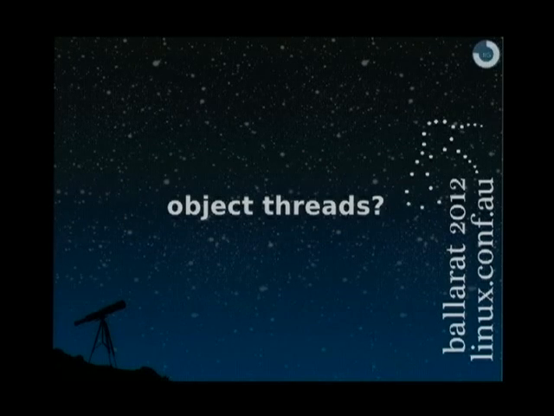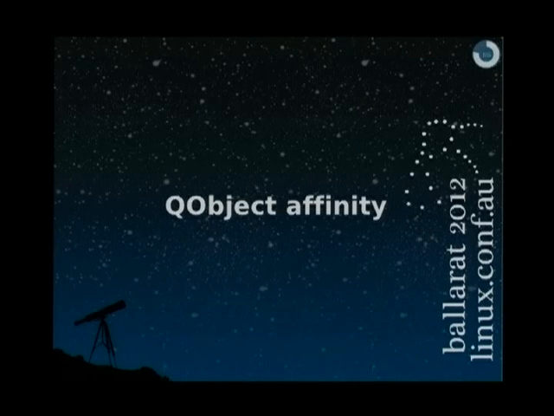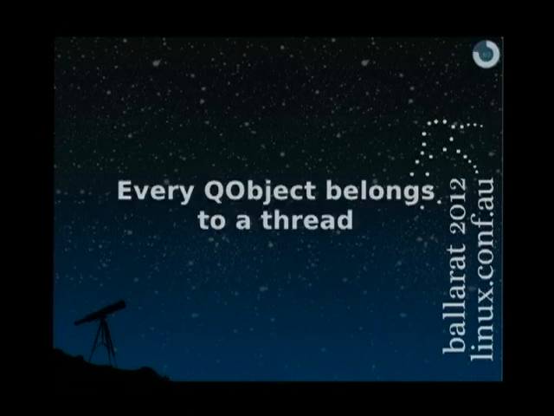But what is an object's thread? Object affinity, a thing that everybody should know and not everybody does. Actually, not a lot of people do. Every QObject belongs to a thread, and every QObject lives in a thread. Have you ever got a very strange warning on your command line, like cannot create a parent of an object which lives in a different thread, or something like that? Okay, this means that the affinity is wrong.